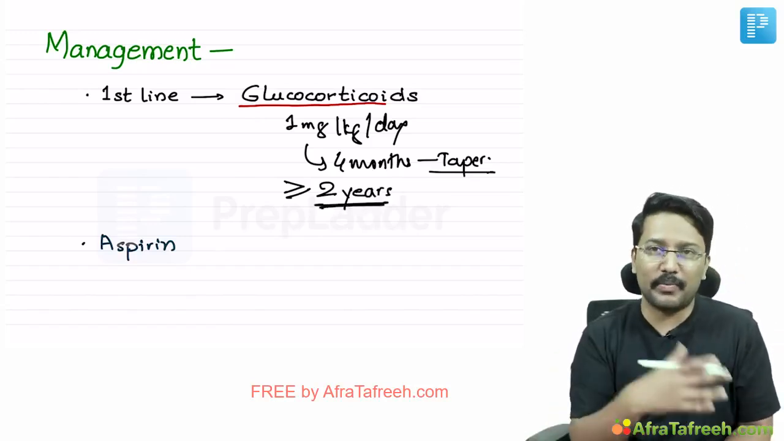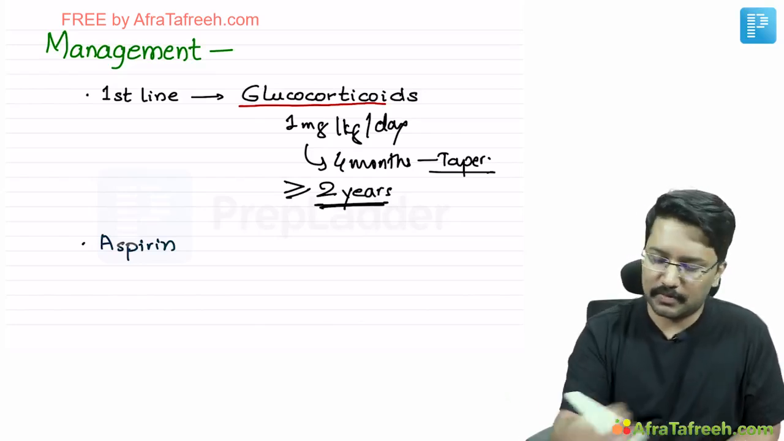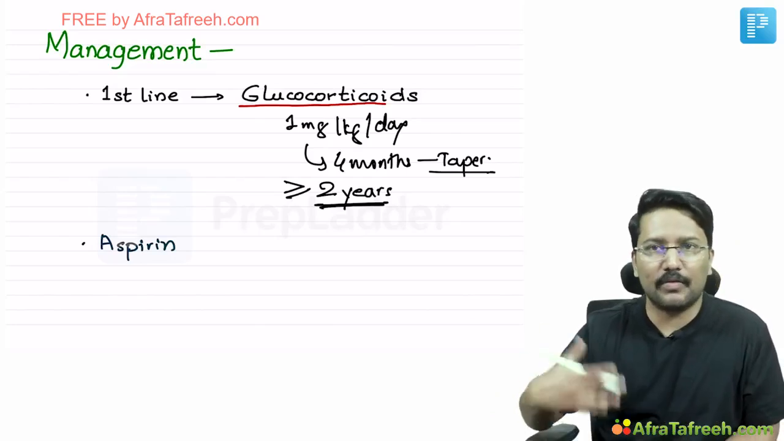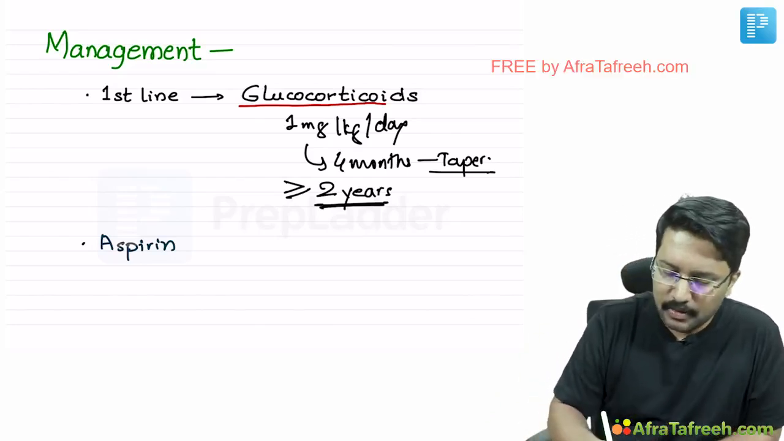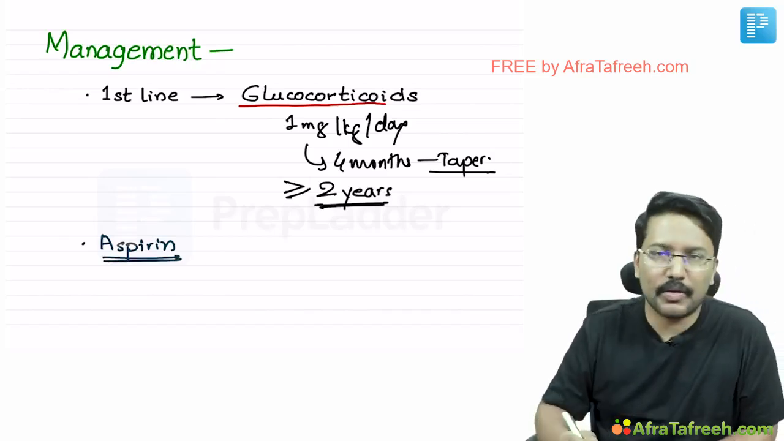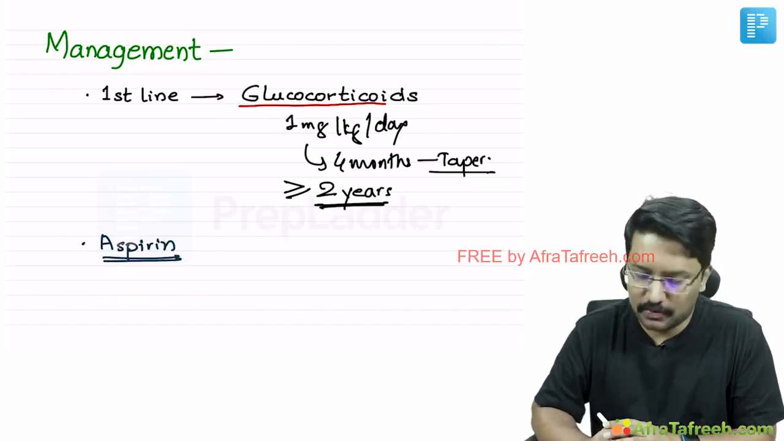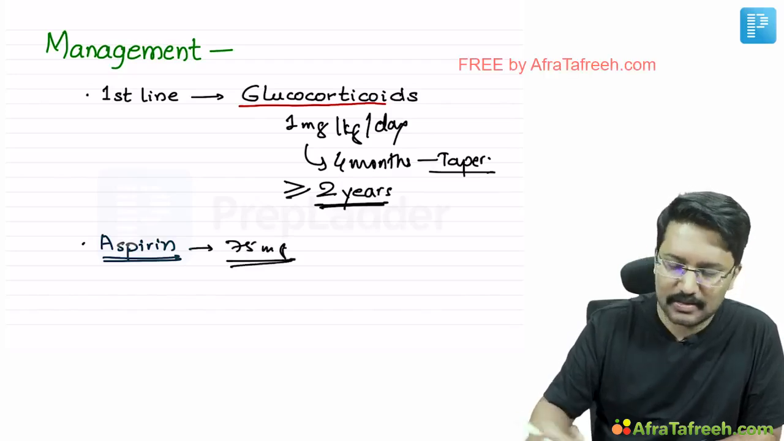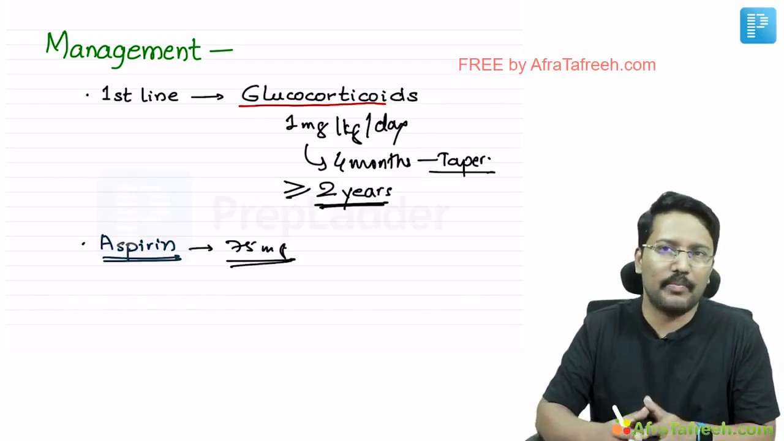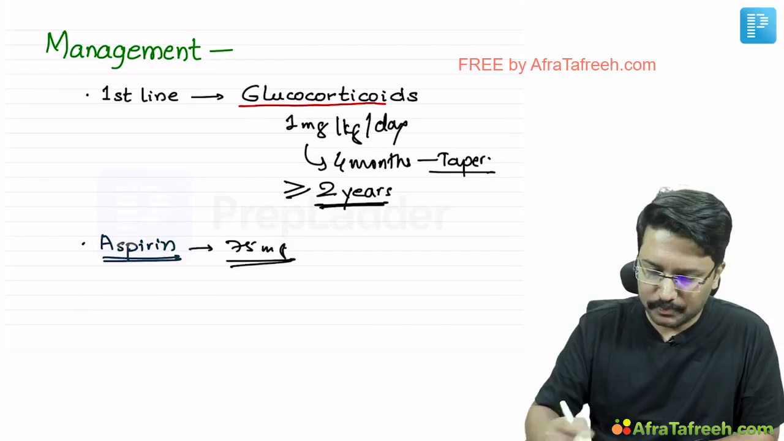A peculiar problem is that when we make an attempt to taper, there may be flare-ups, right? In such situations, maybe we can think of second or third line agents. What are those? We will be discussing again. But before that, aspirin finds a particular role here because this vasculitis can also affect the intracranial vessels. It can cause ischemic symptoms. So aspirin 75 milligrams. If you're talking about Western literature, they talk about 81 milligrams. 75 milligrams may be helpful in mitigating the risk of intracranial ischemia.